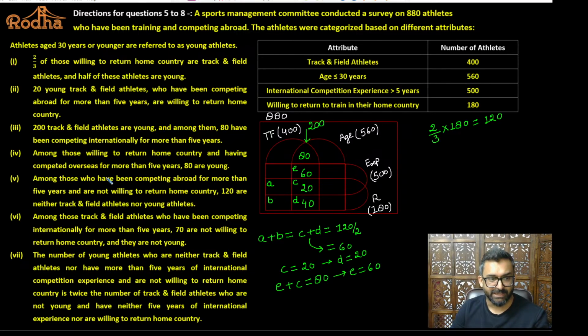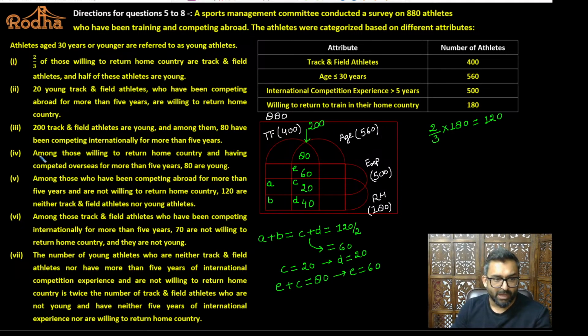Let's read the 4th statement. Among those willing to return to home country and having completed overseas for more than 5 years, 80 are young. Again, those who are willing to return to the home country, this is the block they are talking about. Yes, willing to return to home country. Return to home country कितने लोग हैं मेरे पास? 180. So उनमें से बोला गया है.